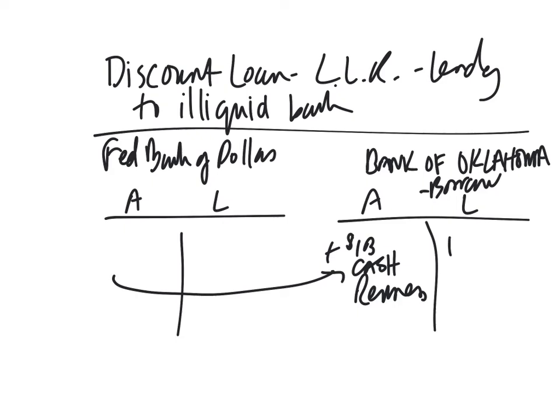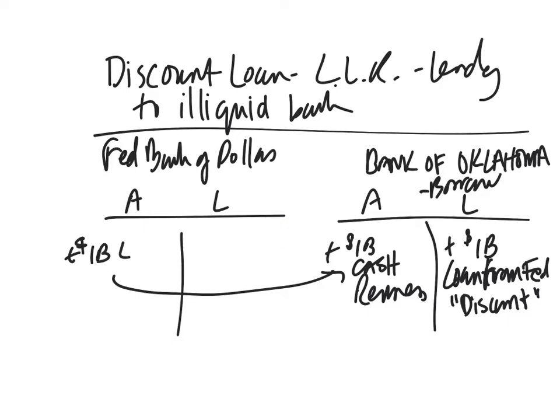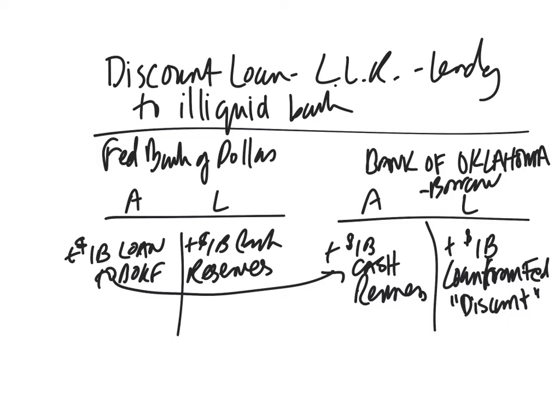But on Bank of Oklahoma's balance sheet, this will also end up as a liability, a loan from the Fed, also known as a discount loan. Okay, so the Fed will basically then get an asset of a $1 billion loan to BOKF, which is the ticker of Bank of Oklahoma. But then Bank of Oklahoma will also get $1 billion in cash reserves. Again, this is just a mirror account that sits on the balance sheet of the Fed. Again, this is BOKF's money.